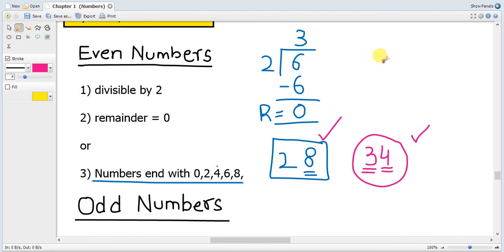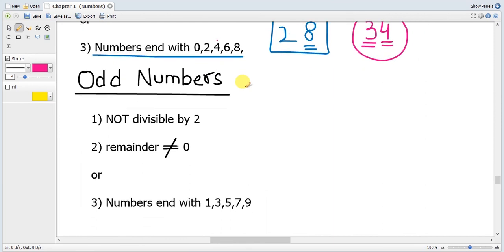Let's say any other example, which is 67. Now look at the ones place. The number ends with 7. Does 7 come in this list, in this sequence? No. So we say that this number 67 is not an even number. Okay, that's the concept. Moving on to the next, which is odd numbers.